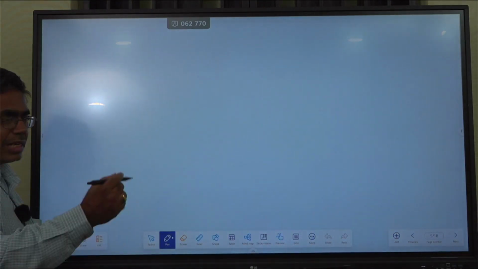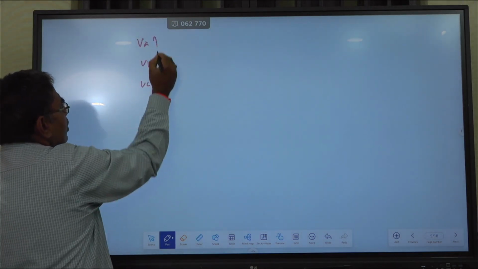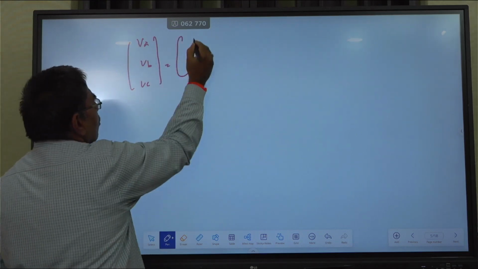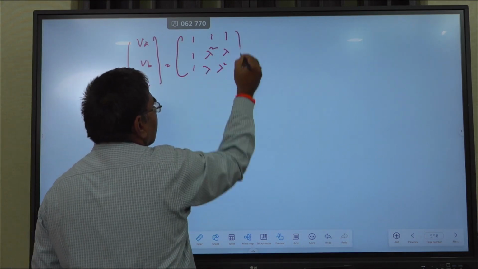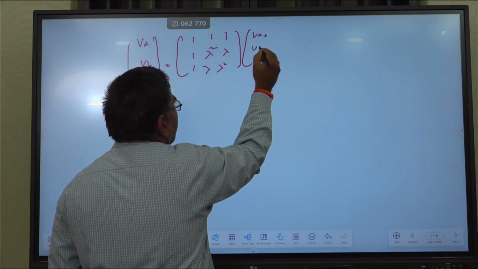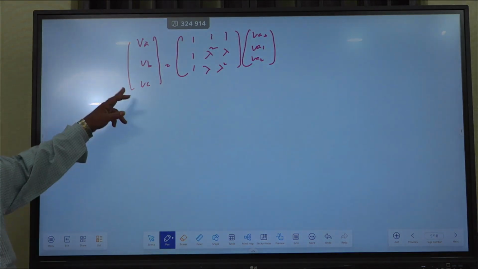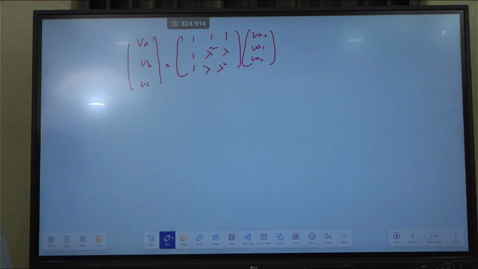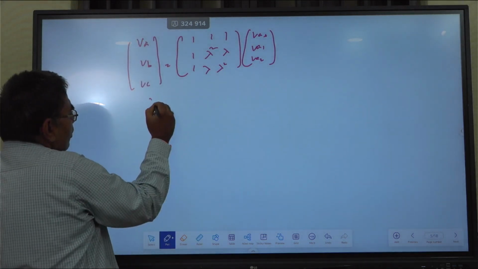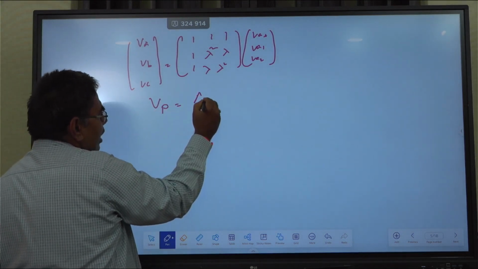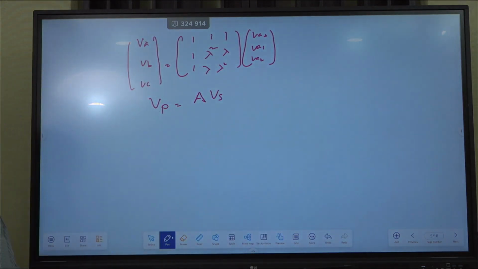These three equations can be written in matrix form. VA, VB, VC is the phase vector matrix, equal to the matrix with rows 1, 1, 1; 1, lambda square, lambda; 1, lambda, lambda square, multiplied by VA0, VA1 and VA2. This is the phase vector in compact form. A is the symmetrical component transformation matrix, and this is the vector of symmetrical components.